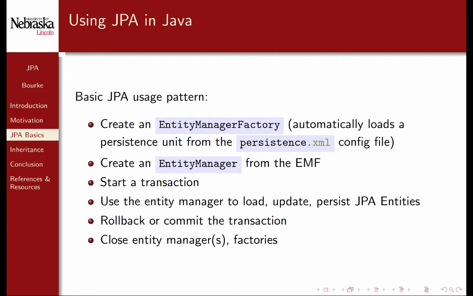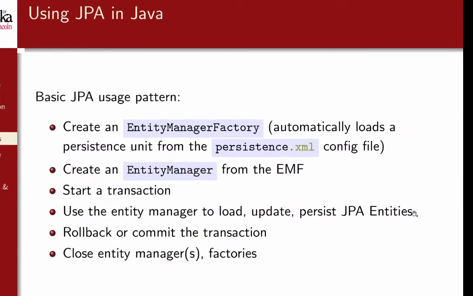Once all of our classes are annotated, we can now use JPA to actually query objects out of our database. We have to initialize an entity manager factory, which automatically loads our persistence unit. From this, we can create entity managers and formulate transactions and queries to it. The entity manager can be used to load, update, and persist JPA entities. We can also roll back or commit transactions. As with JDBC, once we're done using the entity manager, we need to close it. We'll illustrate with a few examples.